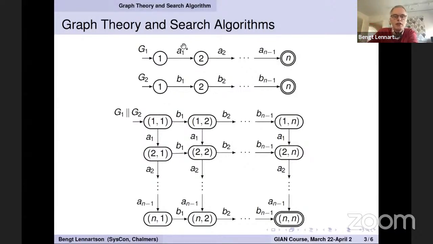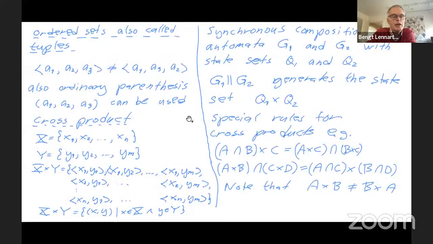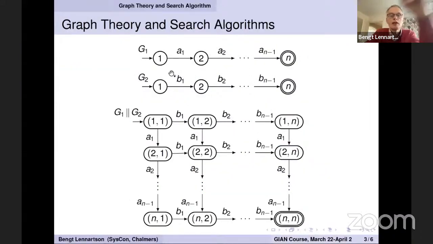Now, when you synchronize these two, actually, I said already here that we should take the synchronous product of all the individual states. That means that we get one combination 1, 1, 2, 1, 3, 1, etc. And they come here in the first column. On the second column, you combine the second state of the second automaton with all states in the first automaton.